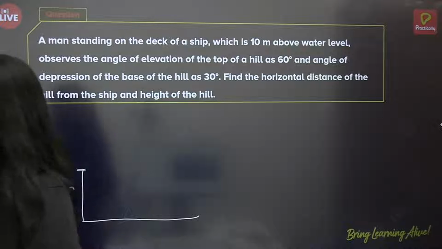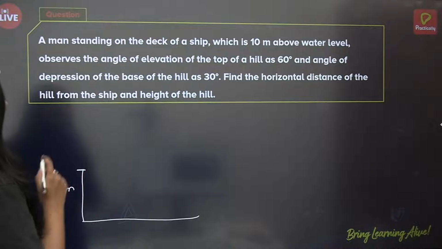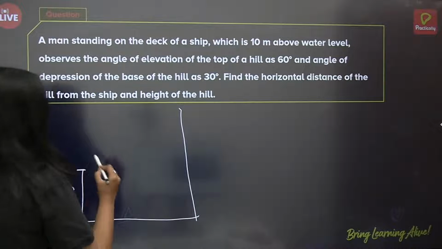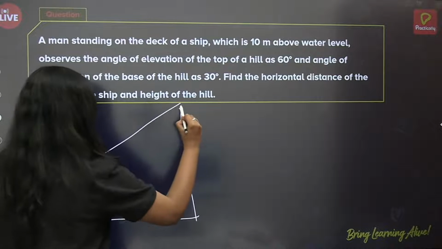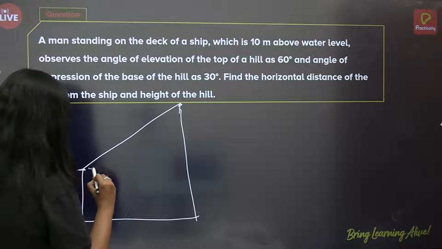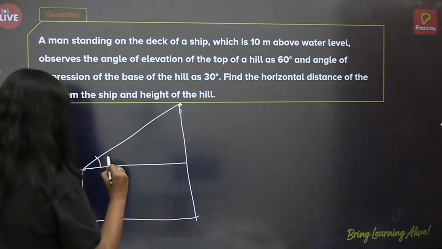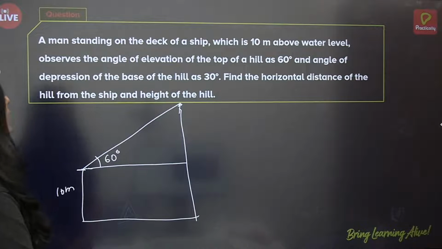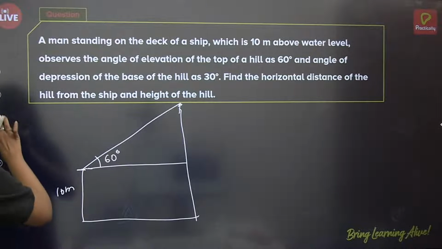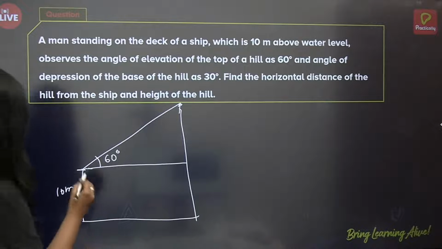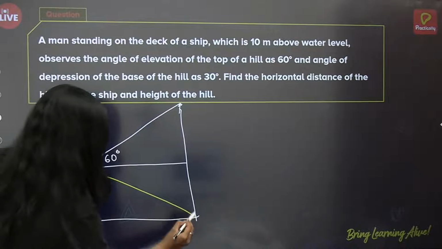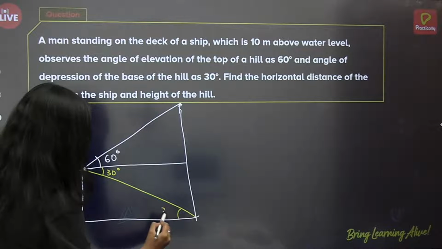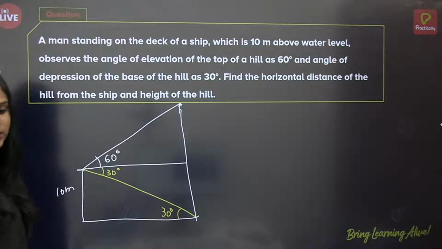Next, he observes the angle of elevation of the top of the hill. So, let us take this as the hill. If this is the top of the hill, this is 60 degrees, correct? Next, the angle of depression of the base of the hill is 30 degrees. So, depression, this is 30 degrees. So, if this is 30 degrees, this will also be 30 degrees, correct?